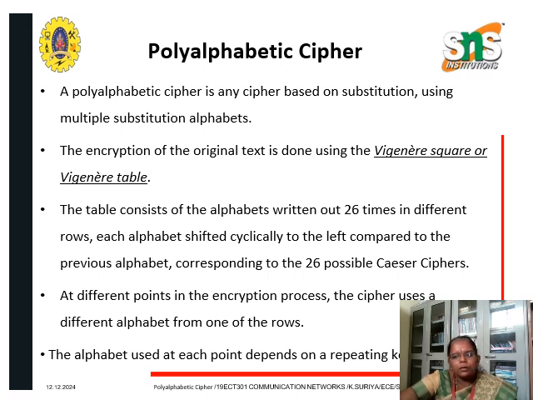One type of polyalphabetic cipher is the Vigenere cipher, where you use a Vigenere square or a Vigenere table. The table consists of the alphabets written out 26 times in different rows, each alphabet shifted cyclically to the left compared to the previous alphabet, corresponding to the 26 possible Caesar ciphers. At different points in the encryption process, the cipher uses a different alphabet from one of the rows. The alphabet used at each point depends on the repeating keyword.